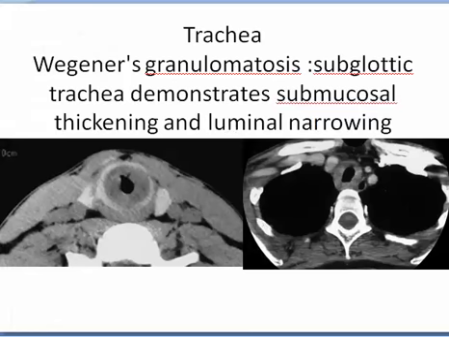Tracheal narrowing. Tracheal narrowing may be either granulomatous or non-granulomatous. If it is granulomatous, it may be non-infective as Wegener or may be infective as TB. And here we get subglottic trachea demonstrating submucosal thickening and luminal narrowing in Wegener's granulomatosis.